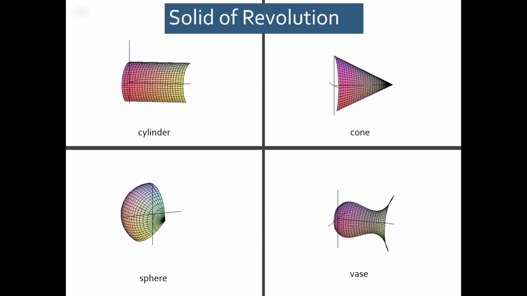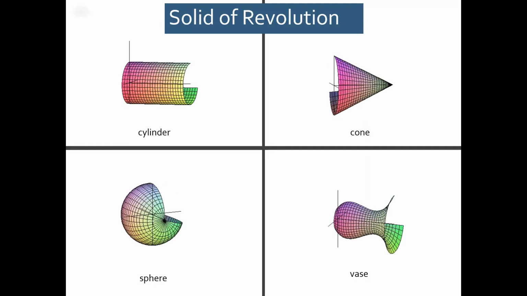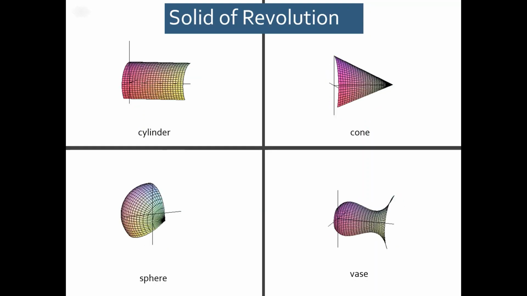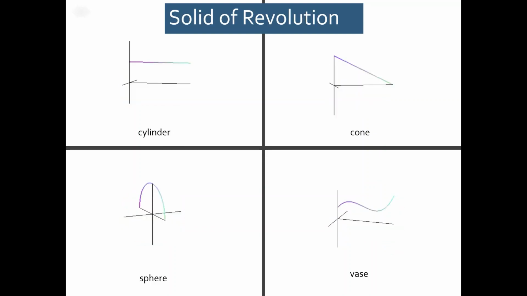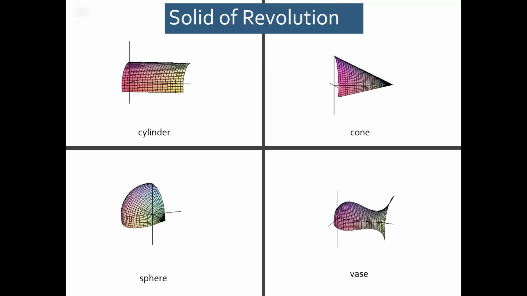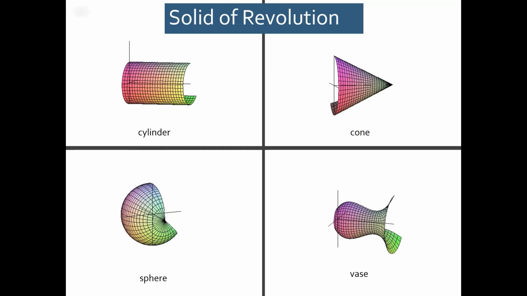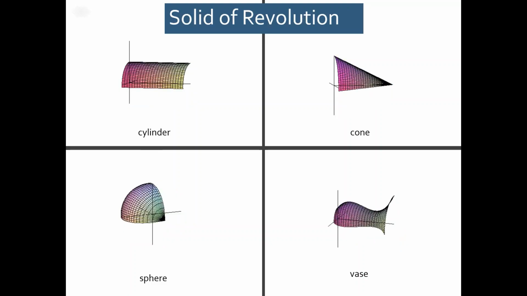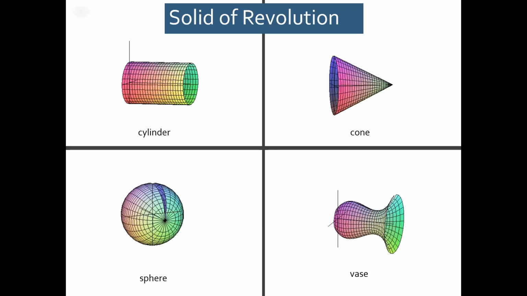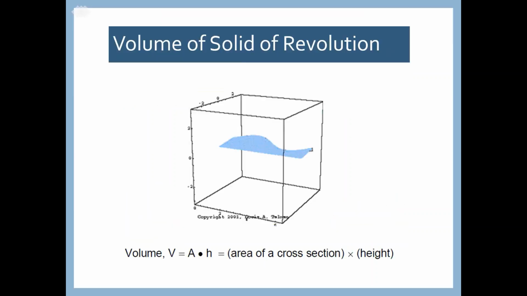A solid of revolution is a solid figure obtained by rotating a plane curve around a straight line, which is referred to as the axis of revolution, that lies on the same plane. Following are some examples of solids of revolution in the shape of a cylinder, cone, sphere, and vase.